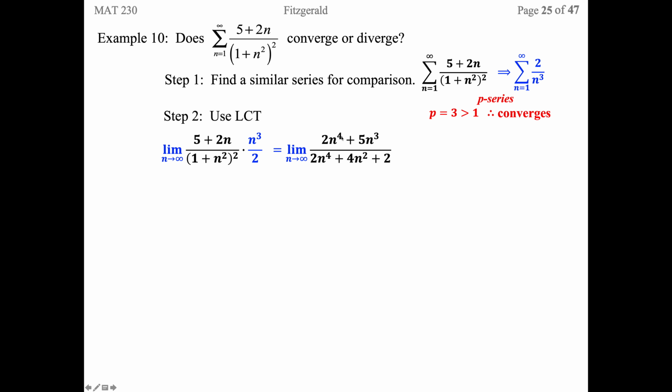Same power on your leading terms, then your limit is your leading coefficient ratio, which is 2 over 2, which is 1, which is greater than 0. It's finite, and therefore our original series has to do the same thing as our series that we're comparing it to. So therefore, the original series converges by the LCT test.